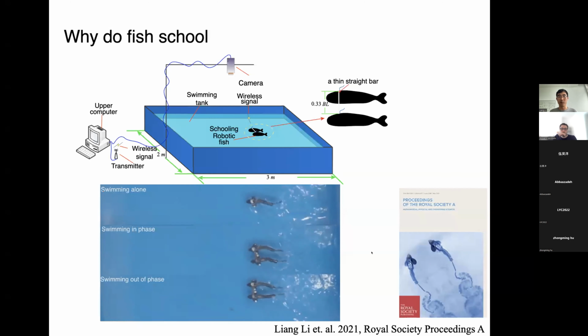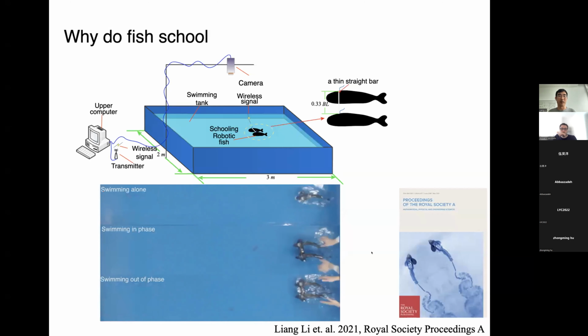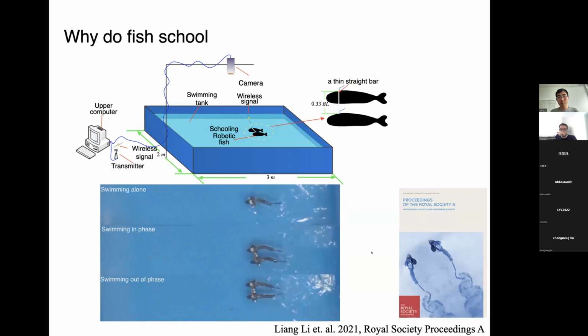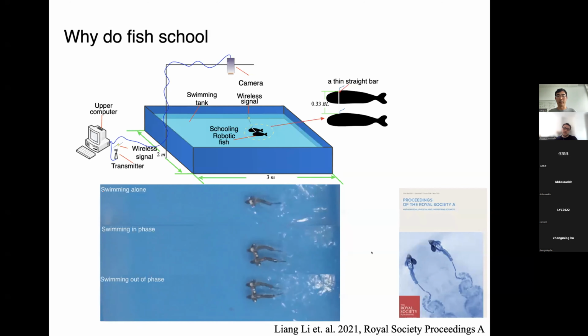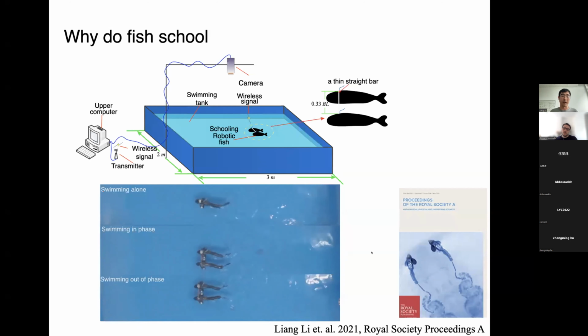And how about free swimming? Unfortunately, we cannot really control two robotic fish to swim in absolute freedom, because we are not able to control two robotic fish to swim with stable formations. So we connected the two robotic fish with a very thin bar, and we can control the phase difference and also measure energy cost at different phase differences. Or of course, we can also measure the swim speed.